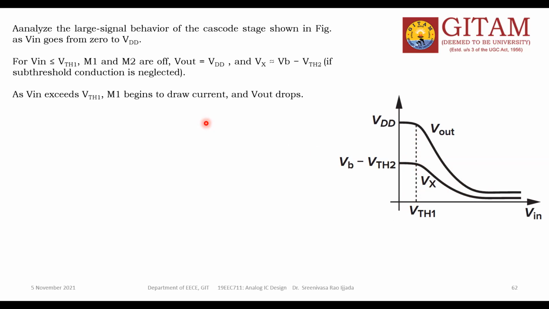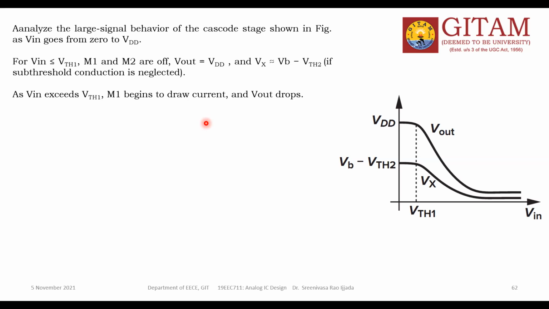So for Vin less than VTH, M1 and M2 are off. So Vout is VDD and Vx is VDD minus VTH2, if you neglect the subthreshold conduction. What do you mean by subthreshold conduction? It means the amount of current flowing when the devices are in the off condition. If you neglect that, this is the case.